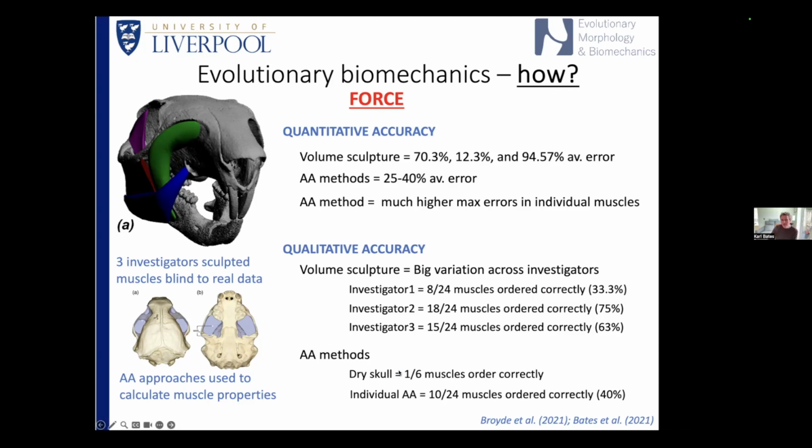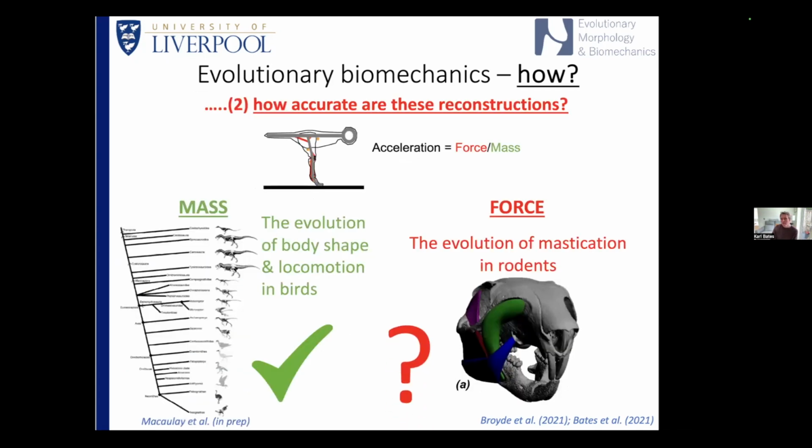1 out of 6 correct in one particular method, and then in a different attachment area method, 40% of them correct. So not really very encouraging overall. So if we go back to our big picture, while we've done quite well reconstructing mass properties and body shape in fossils, there is this question mark about how well we can actually reconstruct muscles and therefore the kind of muscle forces that an animal could produce, which is obviously highly determinate of how fast they could run, how hard they could bite, etc.